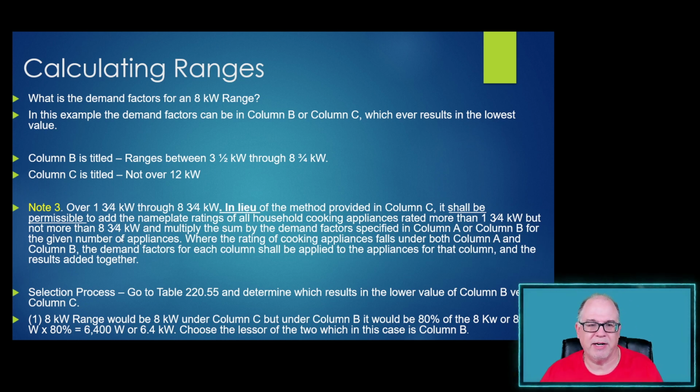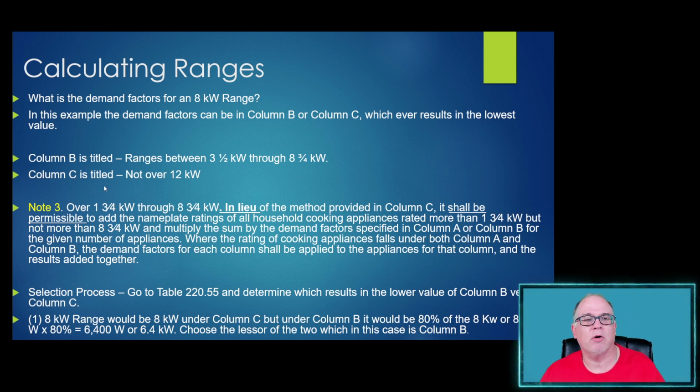What does it say in note 3? Well, here's what it says. Don't worry, I put it on the screen for you. It says, when it's over 1 3/4 kW through 8 3/4 kW, in lieu of the method provided in C. So that means you don't have to use C if column B or column A, whichever one you're using, results in a better value, then I can use that instead of, or in lieu of, the value that's in column C. But I still have to compare the two because column C might still be the best answer. And this is unique in the code because usually everywhere else, you take the greater value. But when it comes to ranges here, I get to compare and I get to take the lesser value.